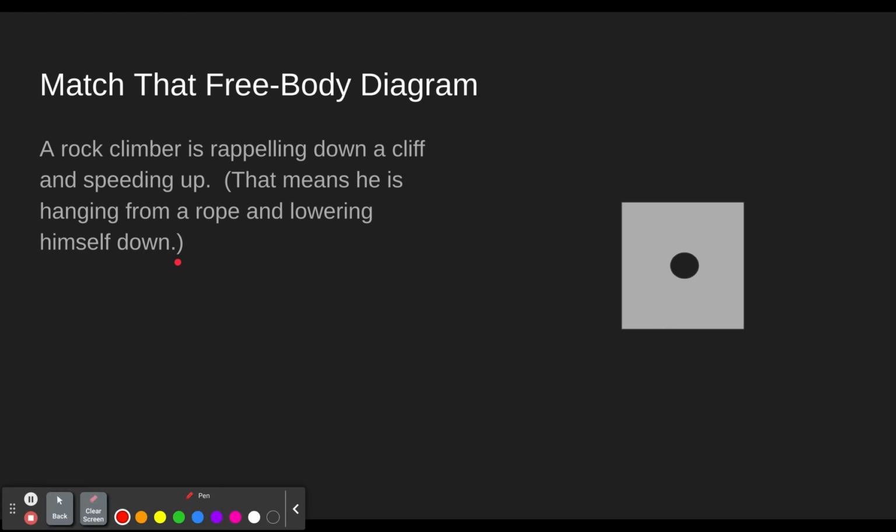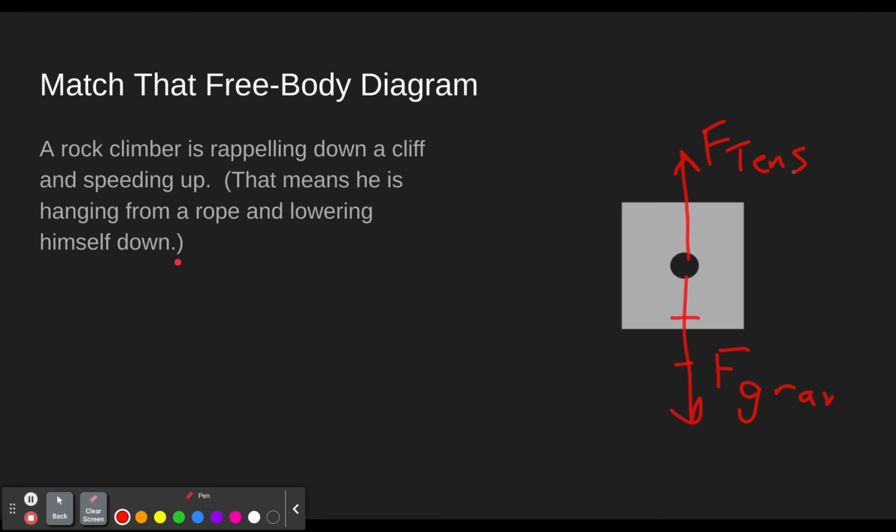So if we take a look at this, we know gravity is pulling him down. Gravity, forgot the F. So F sub grav. Let's make that three lines long. And then we know that there's a rope that he's hanging from. So there is a tension here. I think they do F tens for that. Could be lowercase tens.